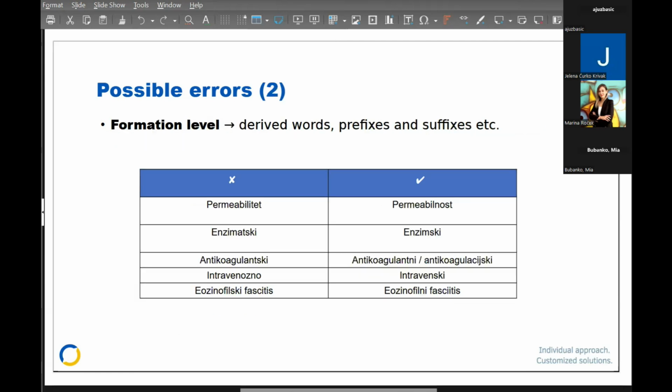When it comes to the level of formation, especially adjectives, we usually encounter errors regarding derived words, prefixes, and suffixes. So it's really important to refer to relevant sources that I've mentioned before, and we need to actually see which term is correct. So for example, we're not going to say enzimatski in Croatian, we're going to say enzimski. And it's also important to be consistent in terminology throughout the translation. So we're not going to use one term in the beginning of the text and then use some other terms later. It's very important to stay consistent because that improves translation quality in the end.